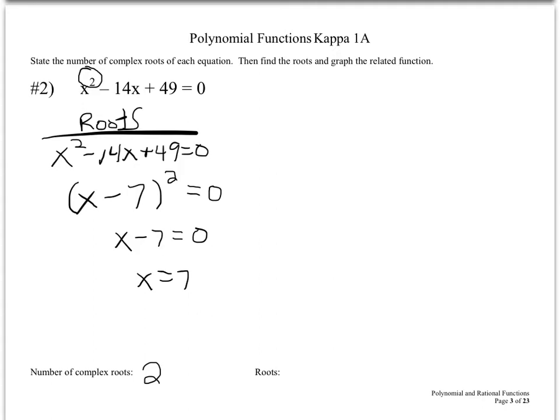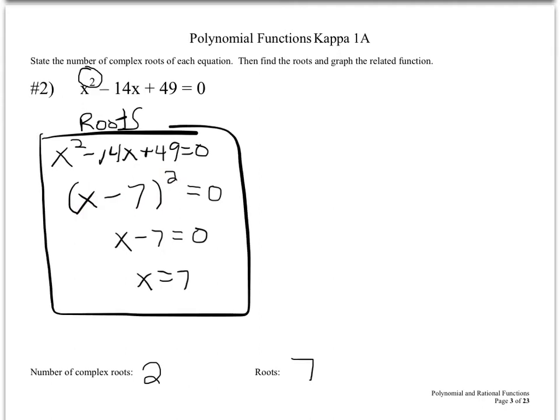So the roots for this are 7, and actually 7 again, because this is squared, we have an x minus 7 twice. It's going to cross the x-axis one time, at 7. Technically, there are 2 roots here, and each of those are 7. You're supposed to graph the related function.